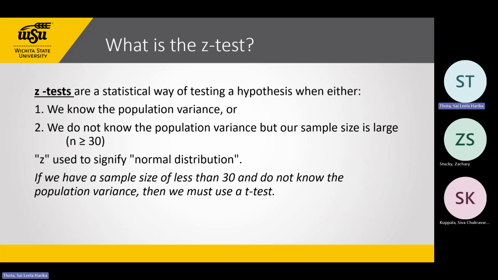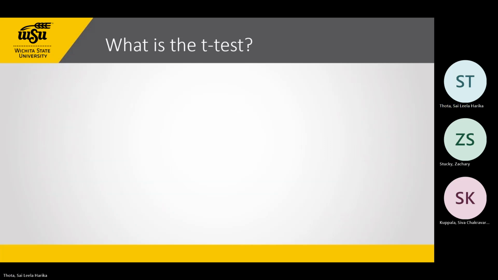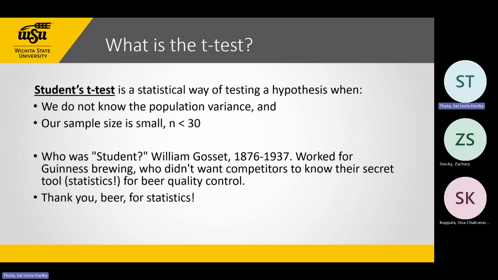Z is used to signify normal distribution. If you have a sample size of less than 30 and do not know the population variance, then we must use a T test. So there are only two things. First, if you know the population variance, for example, you consider the population and you know its variance, and your sample size is greater than or equal to 30, then you are going to use the z-test. In the t-test, we do not know the population variance. So if you don't know the population variance and your sample size is less than 30, then you are going to use the t-test.